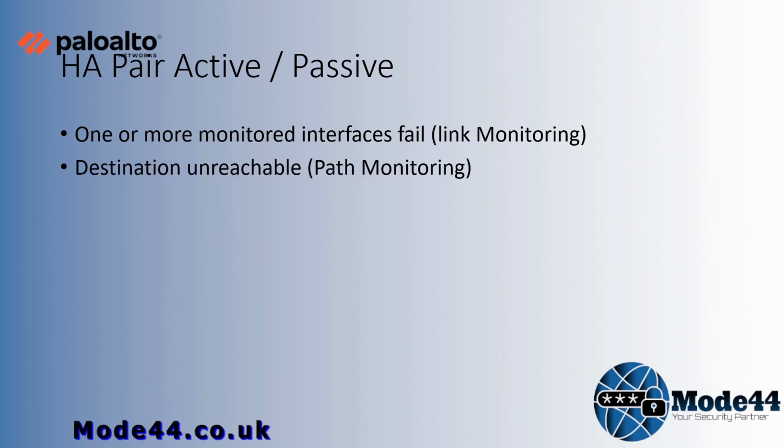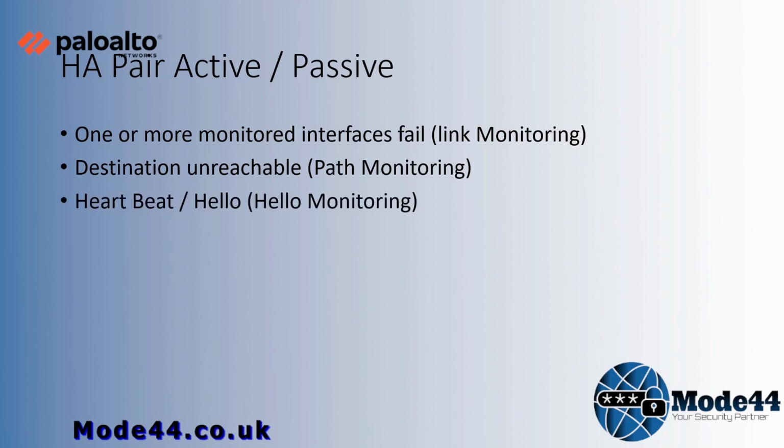also monitor paths. So you've got destination unreachable. If you have path monitoring on one side and the active firewall, although everything's fine, but suddenly it loses its path to the router, to the upstream router, or to its gateway, you can have a failover.